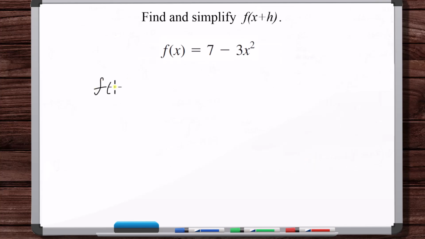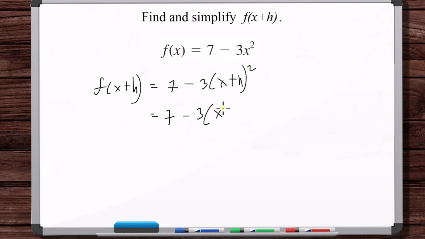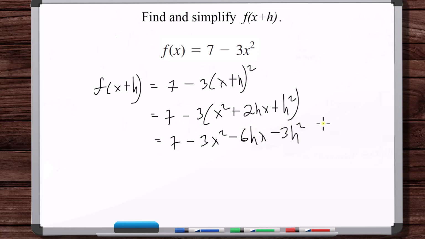Okay, so here f of x plus h is 7 minus 3 times x plus h squared. So 7 minus, then we've got 3 times x squared plus hx plus hx plus h squared. So 7 minus 3x squared minus 6hx minus 3h squared, and there we go.